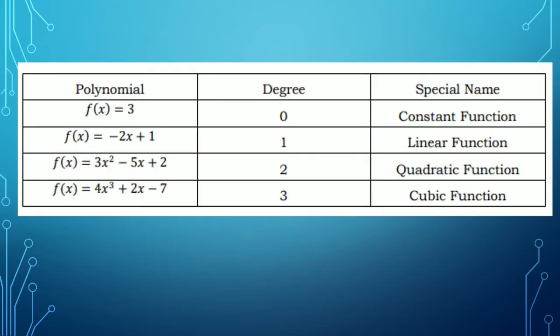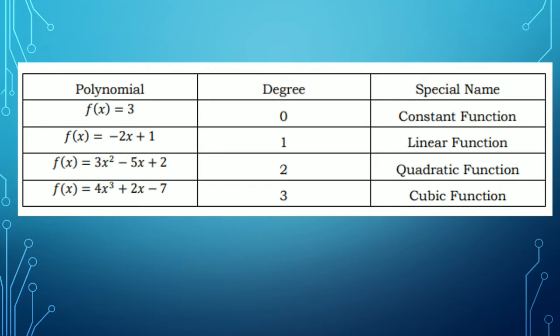We have here examples of polynomials. The first is f of x equal to 3, and the degree, which is referring to the highest exponent, is equal to 0, and that is a constant function. Our second polynomial is f of x equal to negative 2x plus 1. The highest exponent or the degree is 1, and that is a linear function.